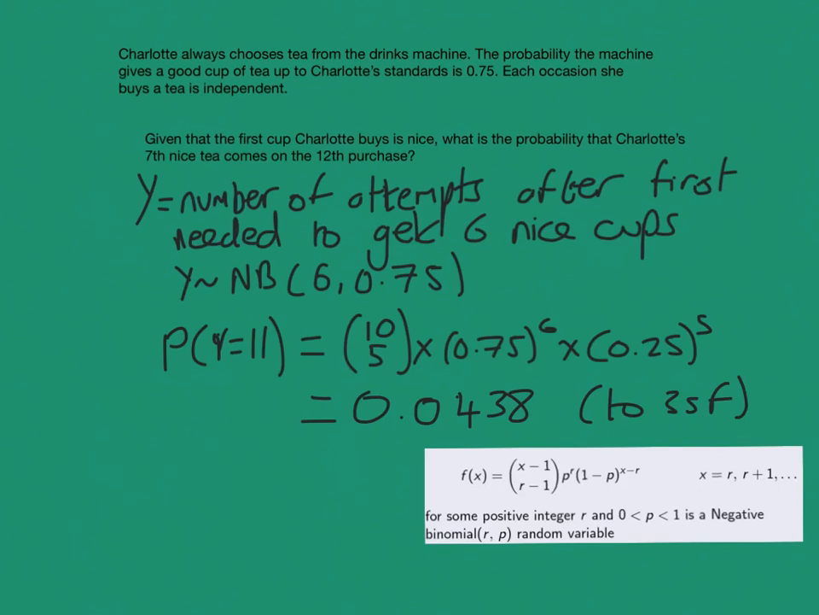Now this was a tricky example. We already know Charlotte's first cup was nice. We need the probability that the 7th nice tea comes from the 12th. So we're just interested really in terms of the probability model in the 11 times after the first. The first is already decided. So it becomes a question of, well, can I have my 6th success on the 11th try?